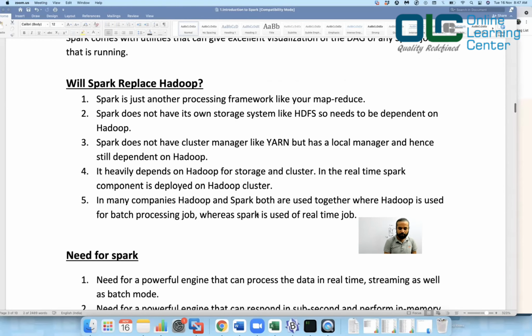So I've already answered this. Will Spark replace Hadoop? As I said, they are used together.